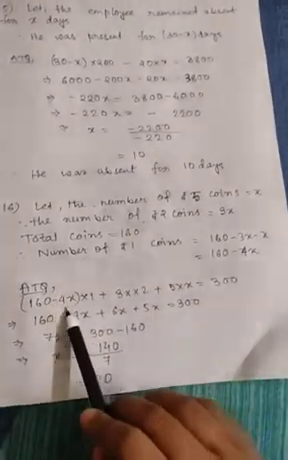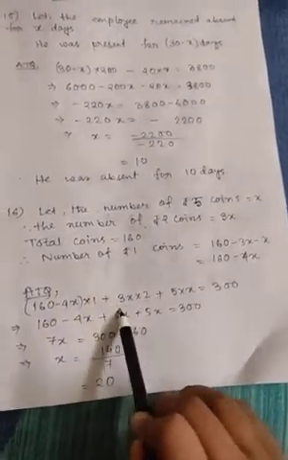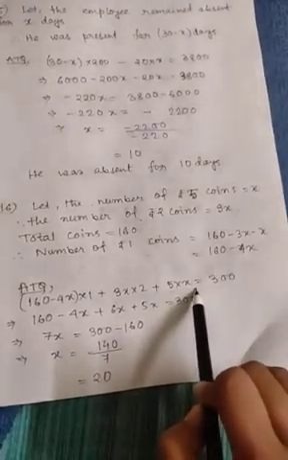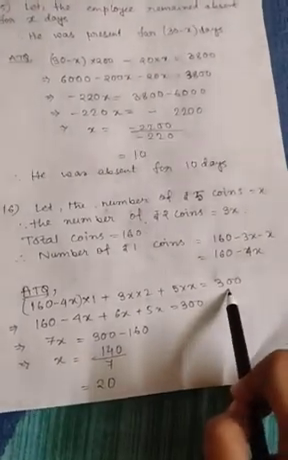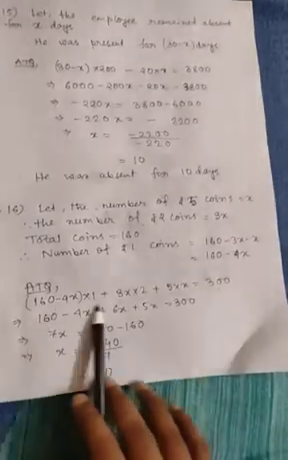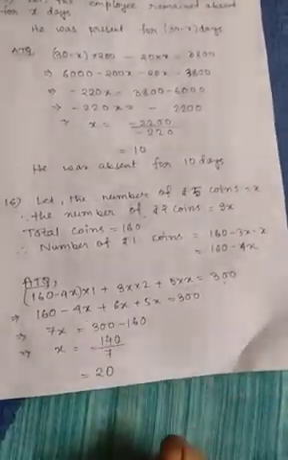Okay, so this total amount, the amount which is in rupees 1 coin plus the amount which is in rupees 2 coin plus the amount which is in rupees 5 coin, that total amount is given as 300 rupees. So this is according to the question. We have made one equation. So from this equation now we will find out the value of x.